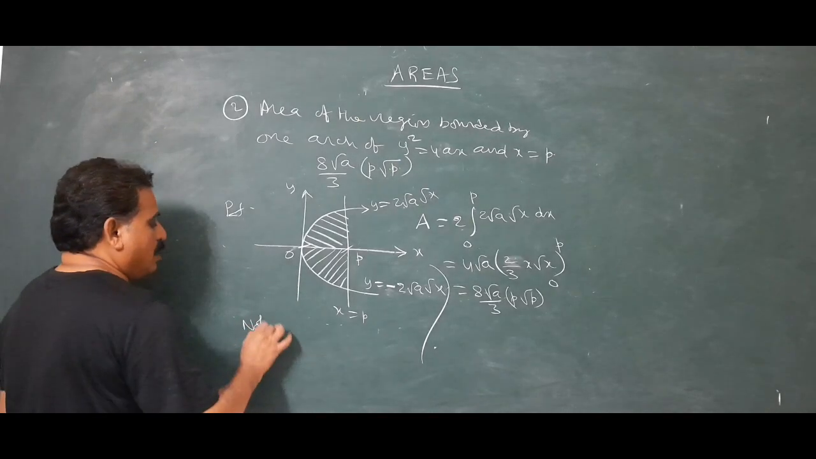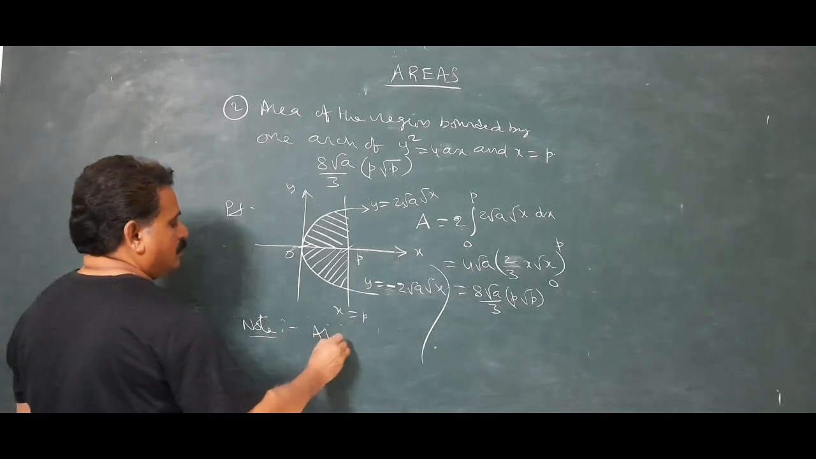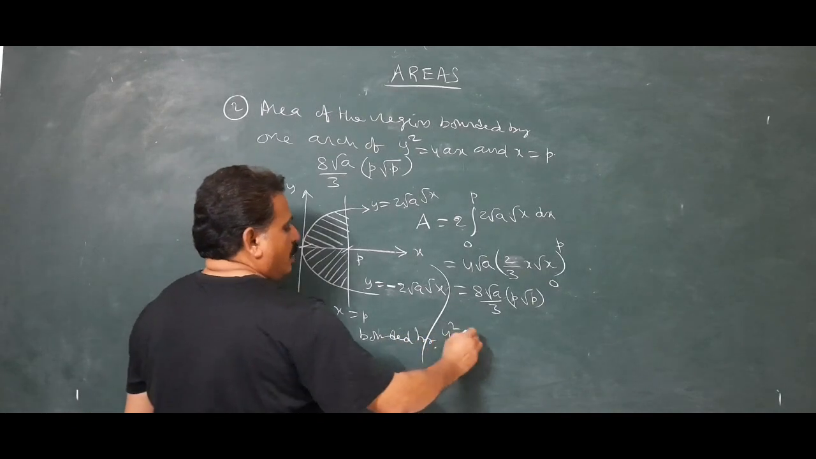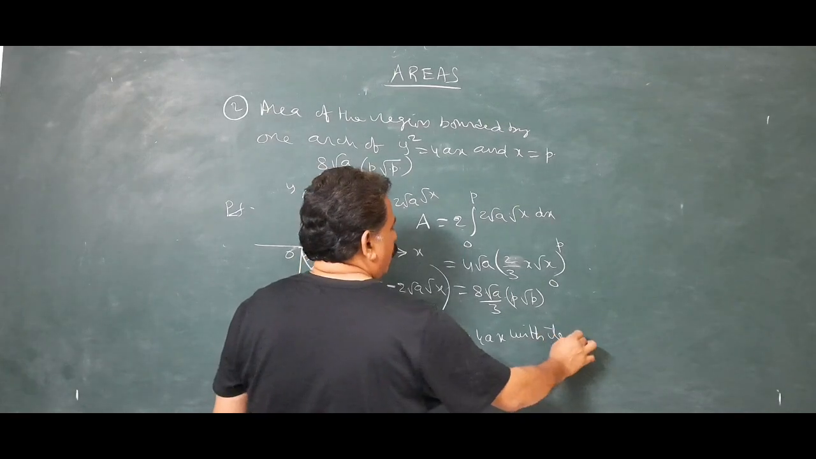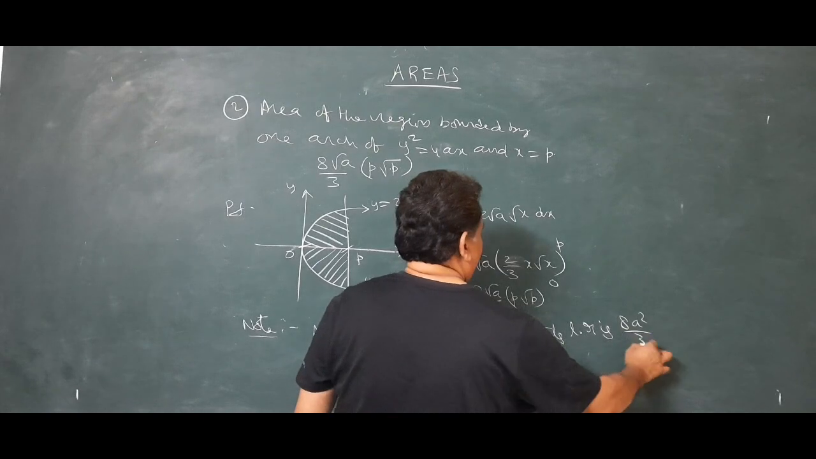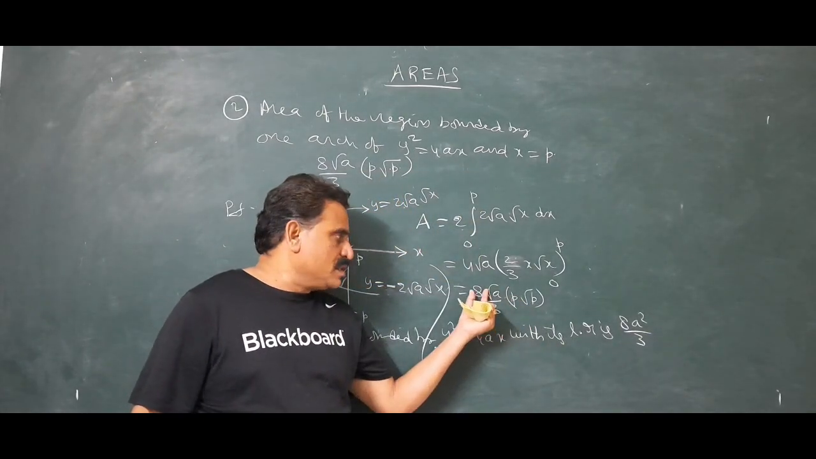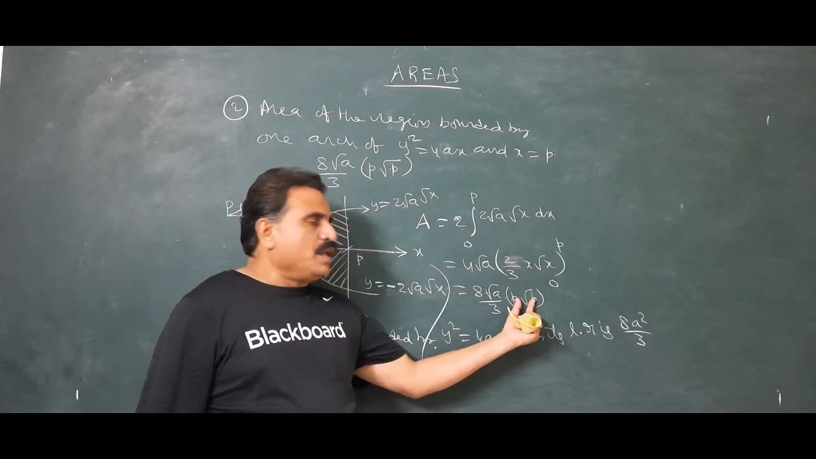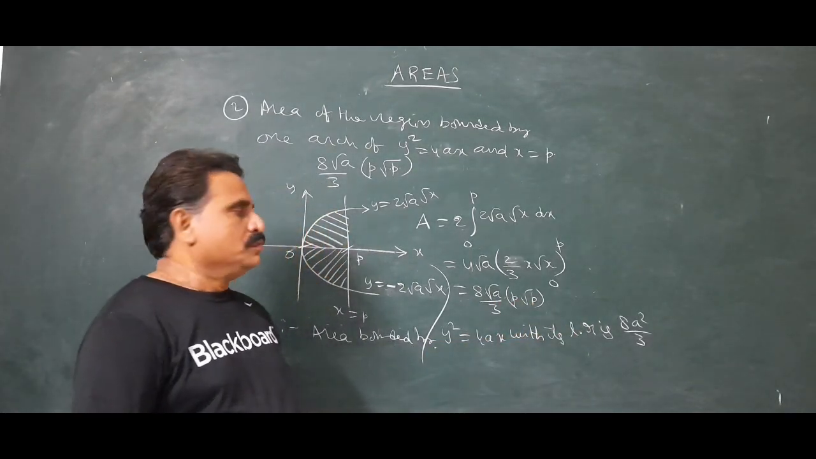Area bounded by y square equal 4ax with its latus rectum is 8a square by 3. We just have to substitute a in place of p. That means 8 root a by 3 into p root p is a root a. So 8a square by 3.